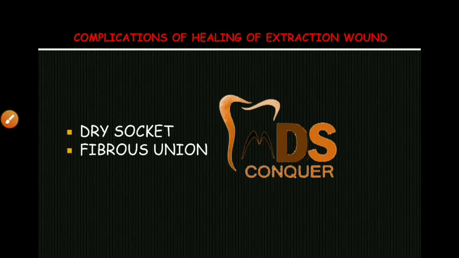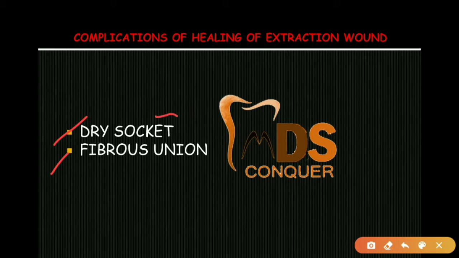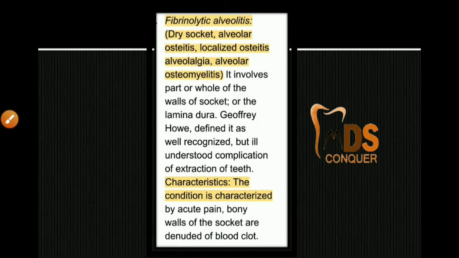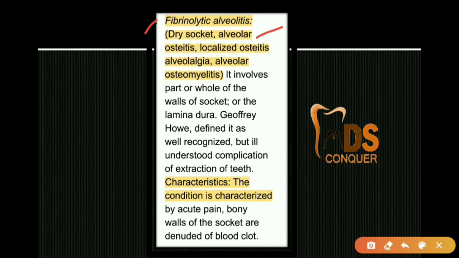And the complications of wound healing are dry socket and fibrous union. Dry socket is very, very important. If you take the dry socket, these are the other names: fibrinolytic alveolitis, alveolar osteitis, localized osteitis, alveolalgia, and alveolar osteomyelitis. So these are the other names of dry socket.